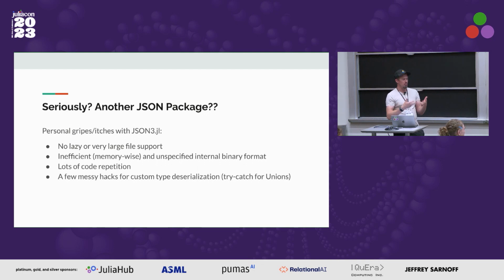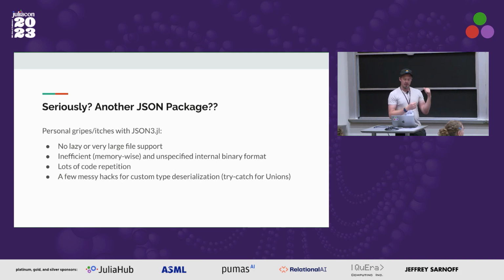There's not really good lazy support. There's not really good large file support. With JSON3, it's kind of a one-shot: you have to read everything, and there's no dealing with JSON in an iterative or stream processing kind of way at all. It would be nice to support that, but it really doesn't fit how JSON3 is architected.